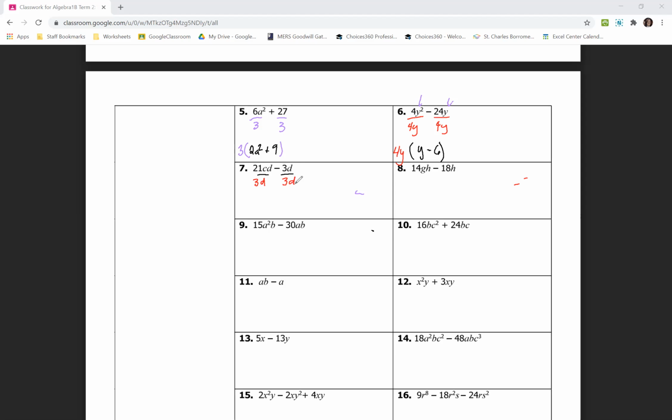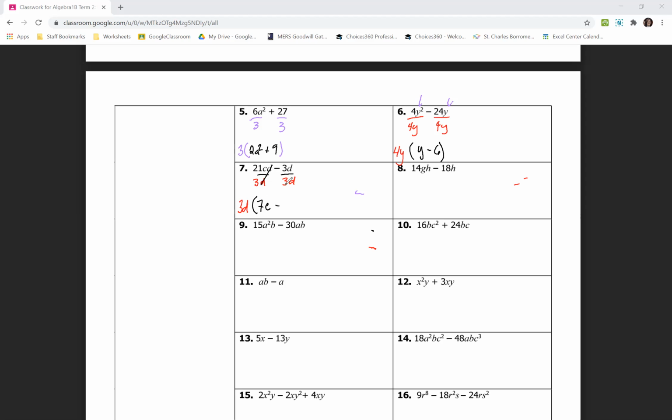So I write my greatest common factor. My greatest common factor is 3d. And what do I have left? Well, 21 divided by 3 is 7. cd divided by d is just c, right? Because the d's go away.